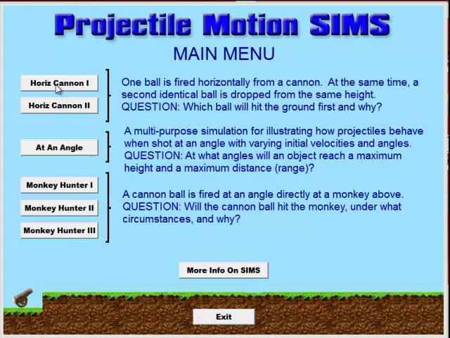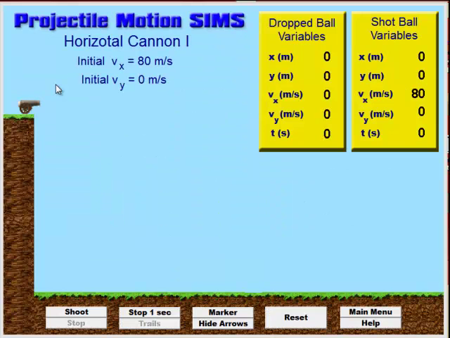Okay, let's take a look at horizontal cannon 1. Here you can see we have a cannon that is on a hill and will be fired horizontally. So we can shoot the cannon and start and stop it. You can see that the variables both for the drop ball and for the shot ball are shown in detail. We can also stop the motion every 1 second.